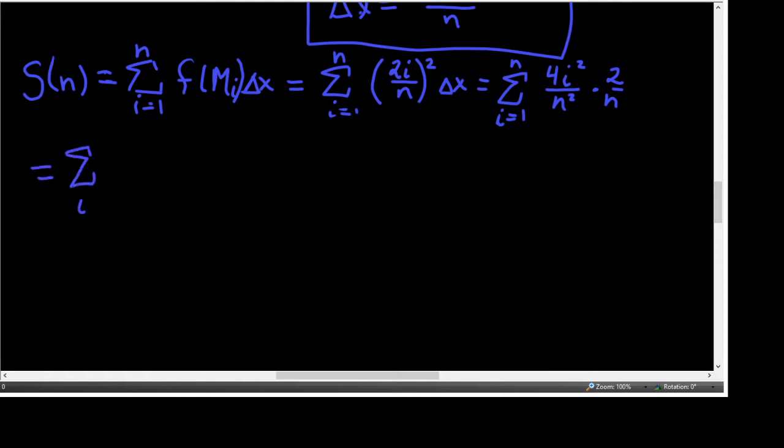All right, so this is sigma from i equals 1 to n, 8i squared divided by n cubed.